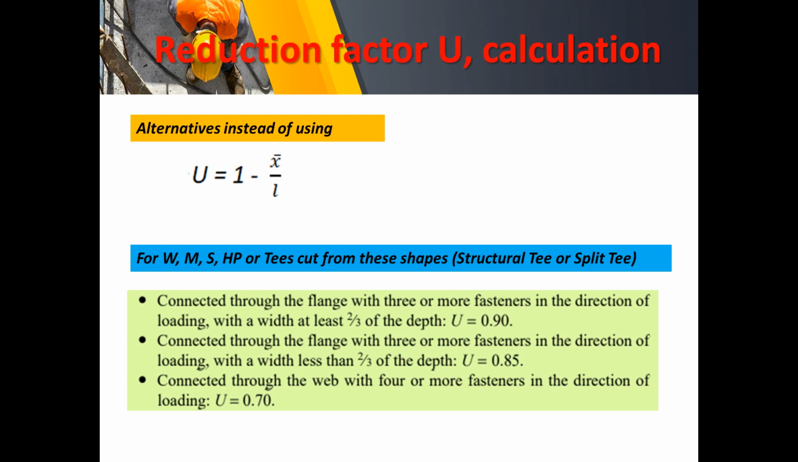then connected through the flange with 3 or more fasteners in the direction of loading with a width less than 2/3 of the depth. You just have to use reduction factor U equal to 0.85. And if we have your connection plane on the web itself with 4 or more fasteners in the direction of loading, we're going to use the reduction factor U equal to 0.7.